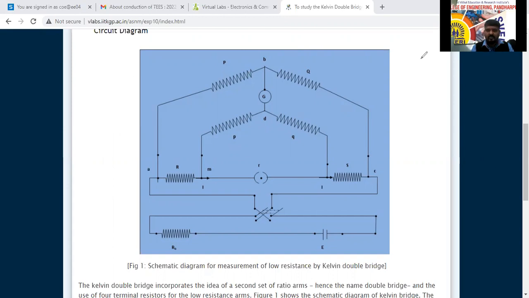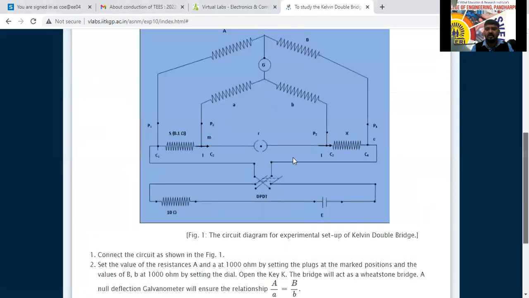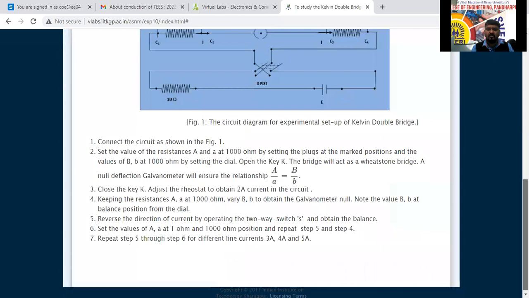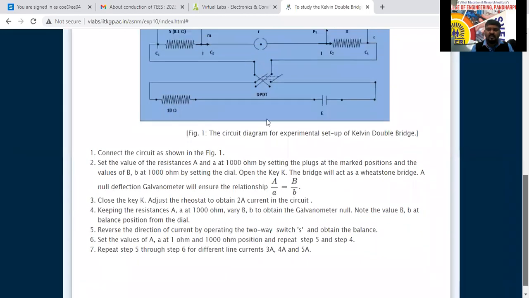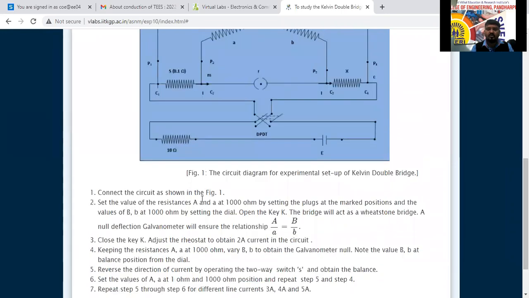So based on this formula, we have a different procedure for this. To do the virtual lab, the procedure is different now. This is the circuit diagram you are going to get here. Again, they have used a different circuit here. First, as per this circuit diagram, we have to connect the circuit as shown in the figure.